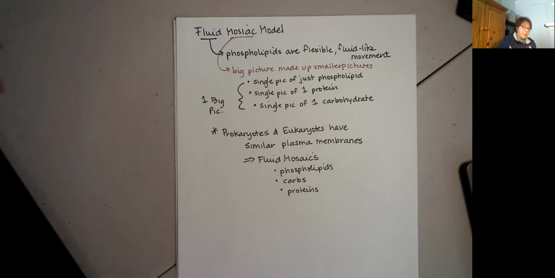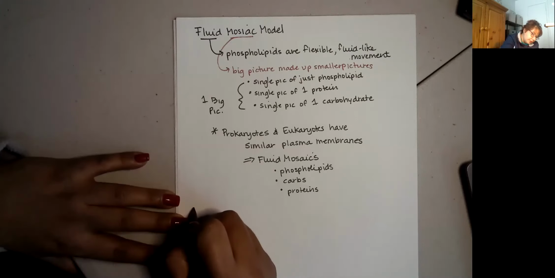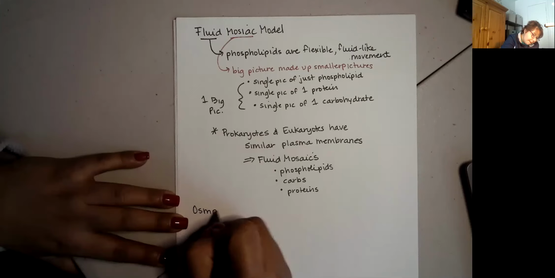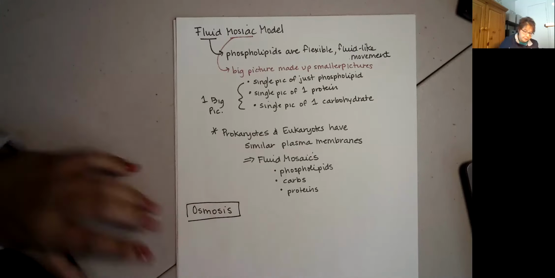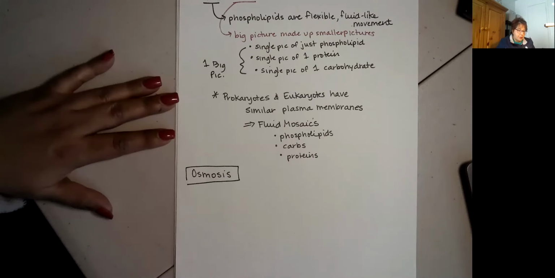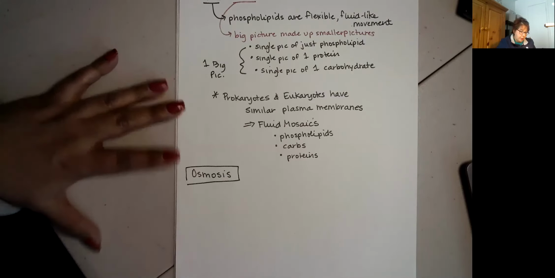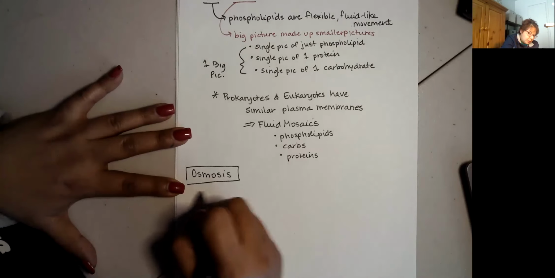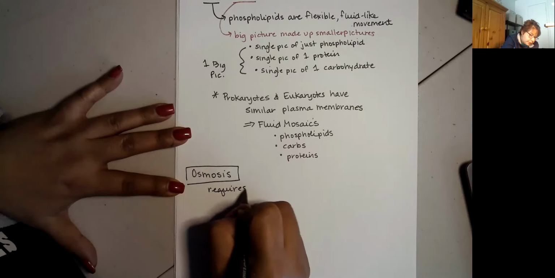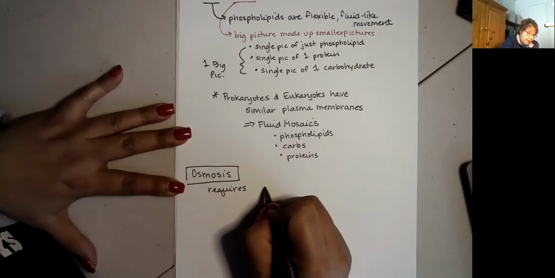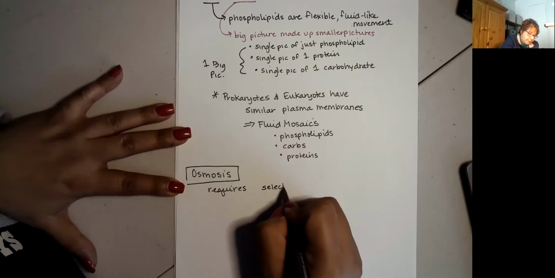All right, so now back to this idea of osmosis. Osmosis, what it requires for it to occur, is a selectively permeable membrane.